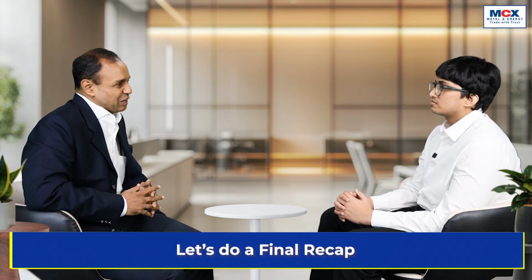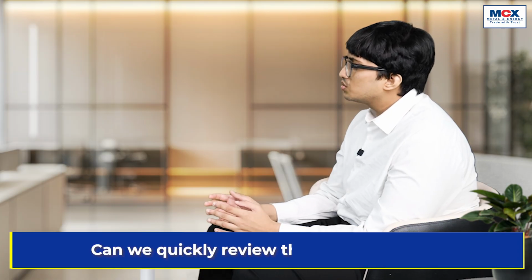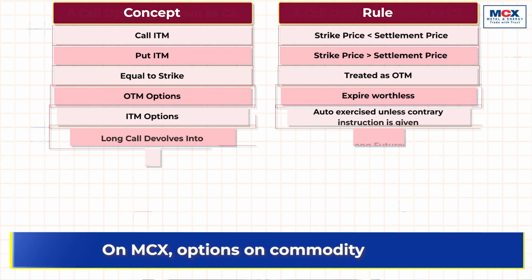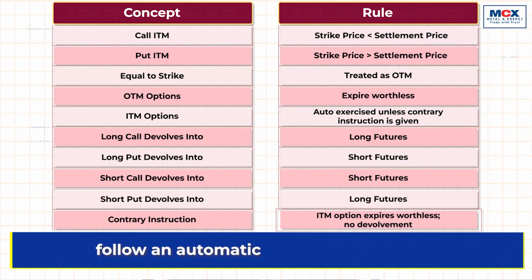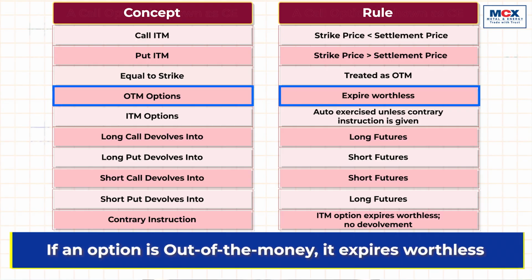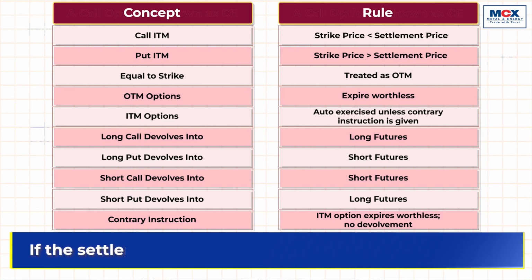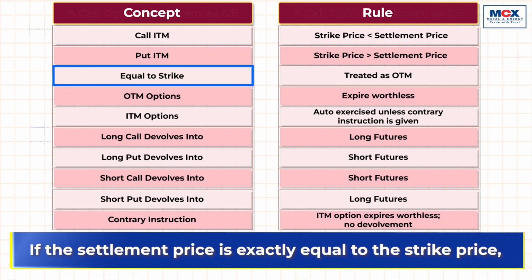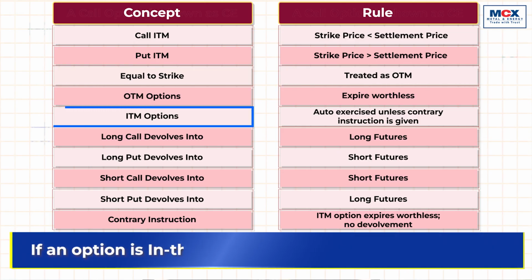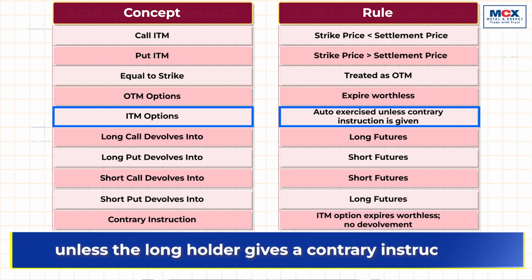Let's do a final recap. Final recap. Can we quickly review the entire process? Yes, let us summarize. On MCX, options on commodity futures follow an automatic exercise mechanism. If an option is out of the money, it expires worthless. So, no futures position is created. Correct. If the settlement price is exactly equal to the strike price, it is also treated as out of the money. If an option is in the money, it is automatically exercised unless the long holder gives a contrary instruction.